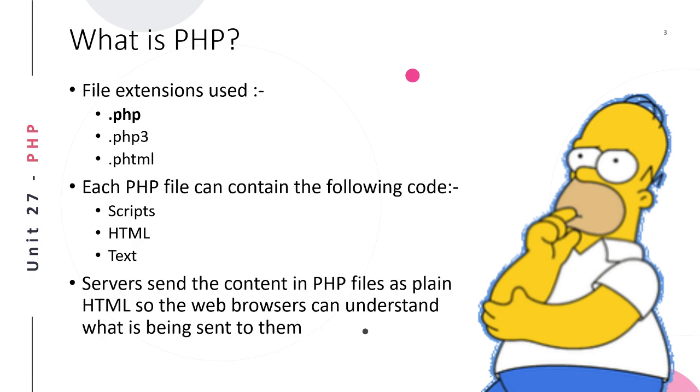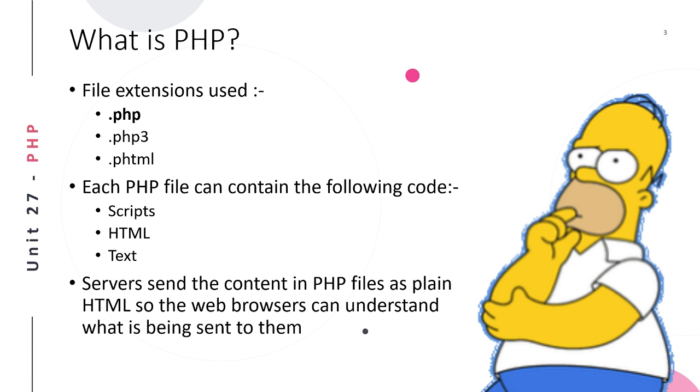So PHP uses several different file extensions, so it uses .php, .php3 and .html. So just with HTML and CSS, which you've been using, whichever language you're using, you're going to have to put a .php on the end, which tells the computer what language is being used. Each PHP file can contain the following code, so you can have scripts, which is PHP, you can have HTML and you can have plain text.